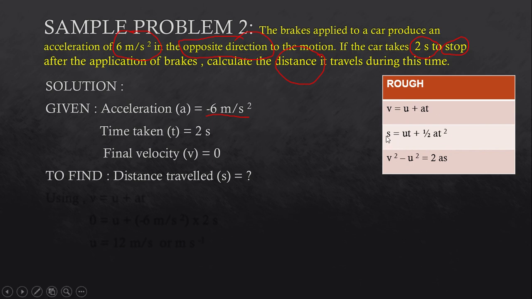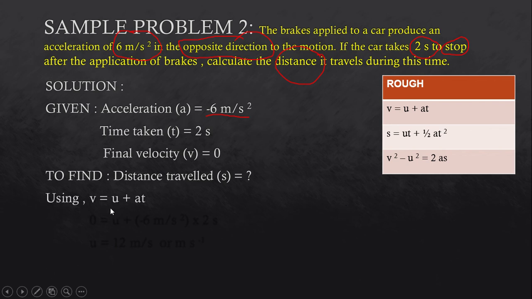Then in the second equation you have s, you have u, you have t, and a. So here you have u, but we are not given the value for u. No value for initial velocity is given. And in the third one, you have final velocity, initial velocity, acceleration and distance covered, but here again you do not have the value of initial velocity. So it means you need to solve this question in two different steps. Okay, so let us proceed.